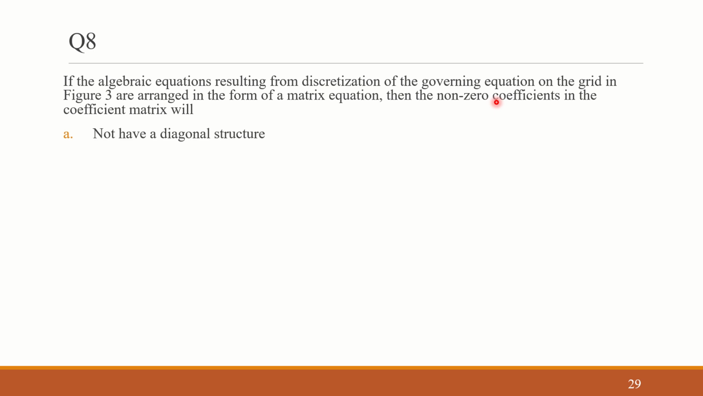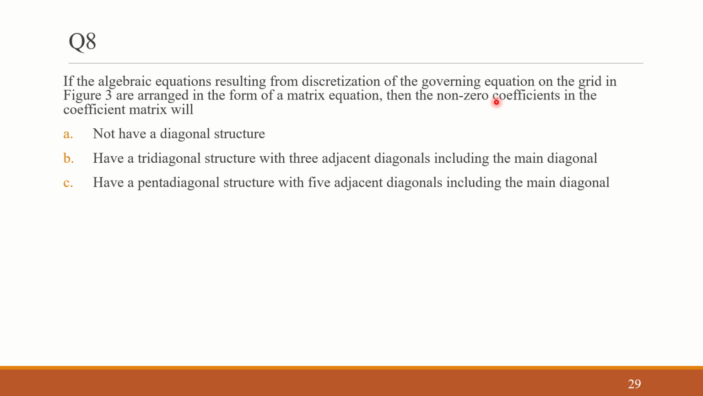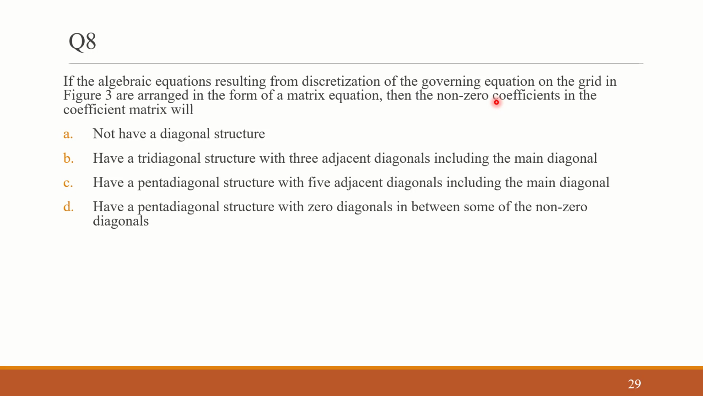Option A, not have a diagonal structure. Option B, have a tridiagonal structure with 3 adjacent diagonals including the main diagonal. Option C, have a pentadiagonal structure with 5 adjacent diagonals including the main diagonal. Option D, have a pentadiagonal structure with 0 diagonals in between some of the non-zero diagonals.